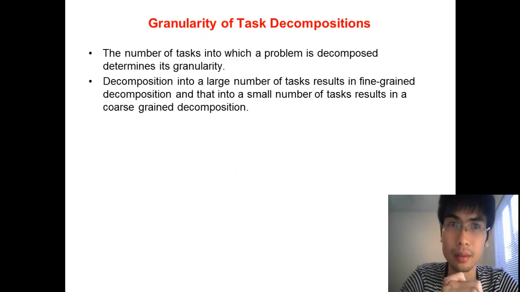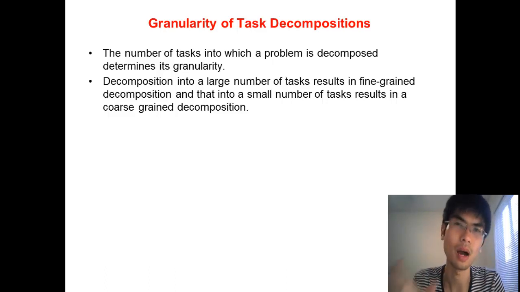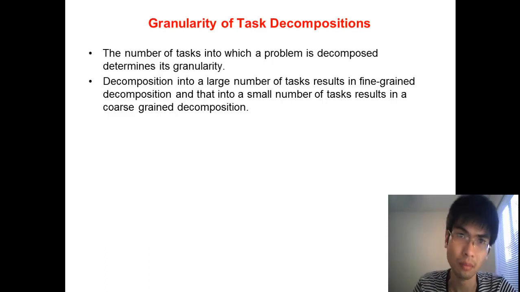Okay, the second item is called granularity of task decomposition. This term is about the number of tasks that a problem can be divided into. So decomposition into a large number of tasks results in fine-grained decomposition, and that into a small number of tasks results in a coarse-grained decomposition. We can think about this term as how big one task is and how small the tasks it can be divided into are.